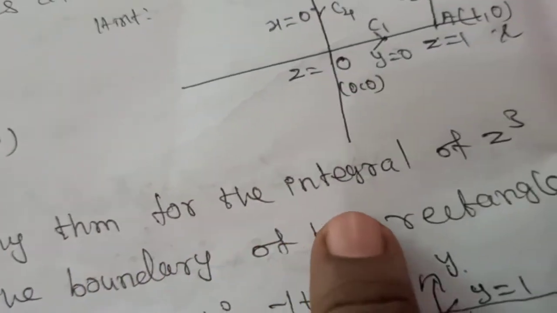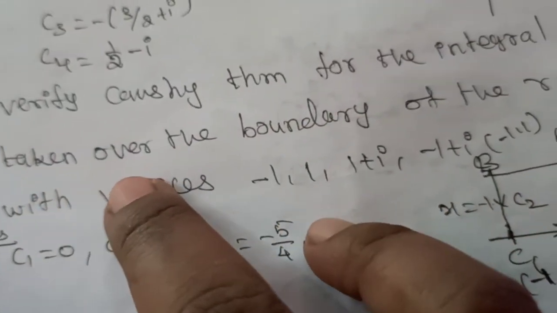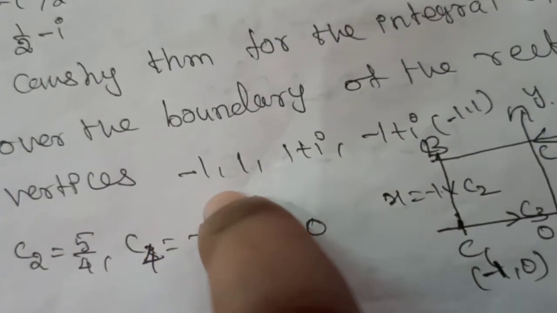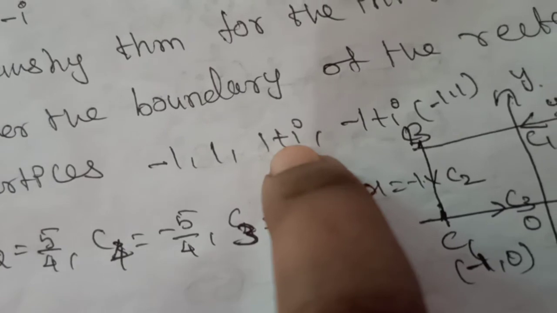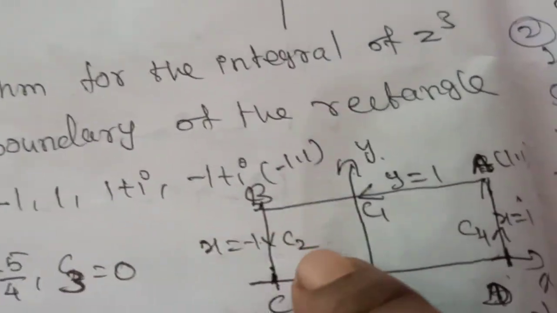Verify Cauchy theorem for the integral of z cube. So f of z is z cube, taken over the boundary of the rectangle with the vertices minus 1, 1, 1 plus i, and minus 1 plus i. The x values, the real values, are plus 1 and minus 1, and the imaginary y value is only plus 1, only plus i is given, not minus i. So this point is very important.